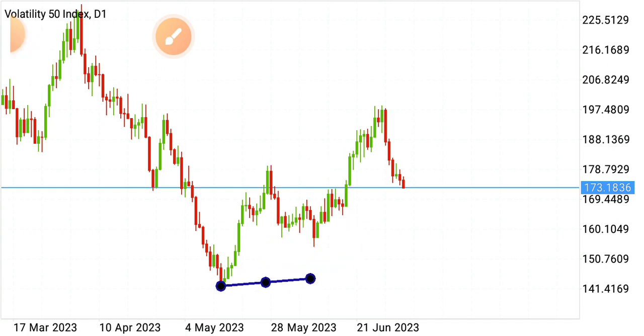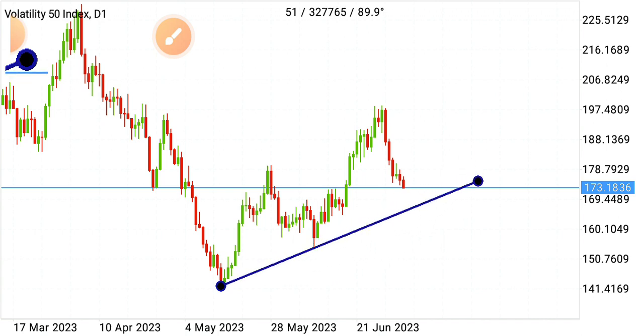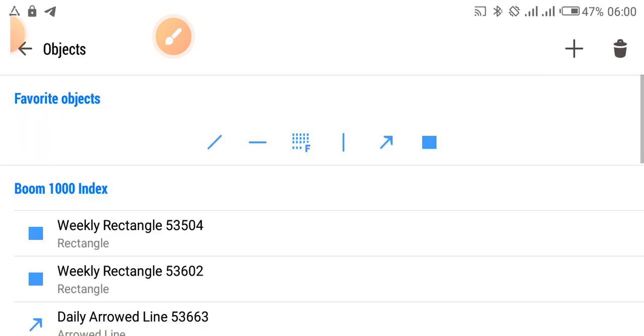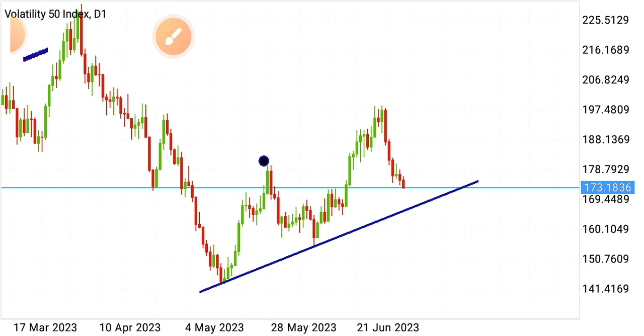Let's mark out this trend. I can see where I can put a trend line around here, a supportive trend line right here. Then I can see where to put another trend line, a resistive trend line above it. On top is a resistive trend line.